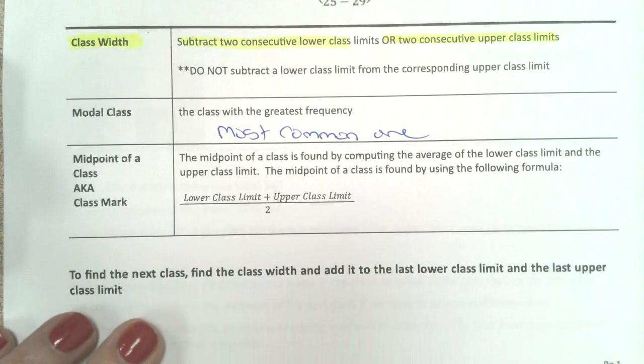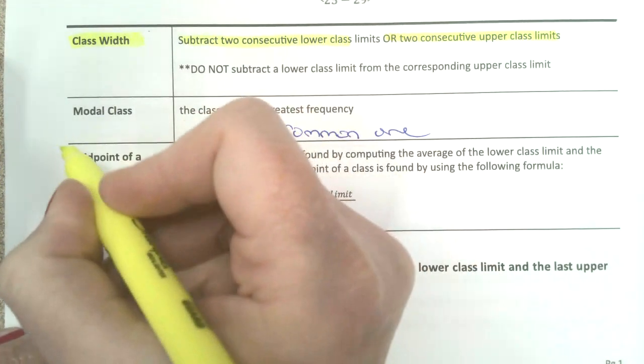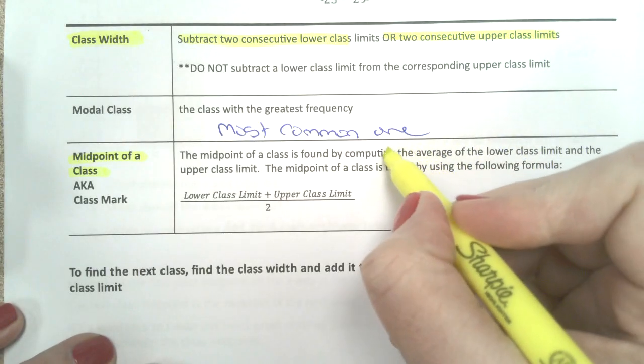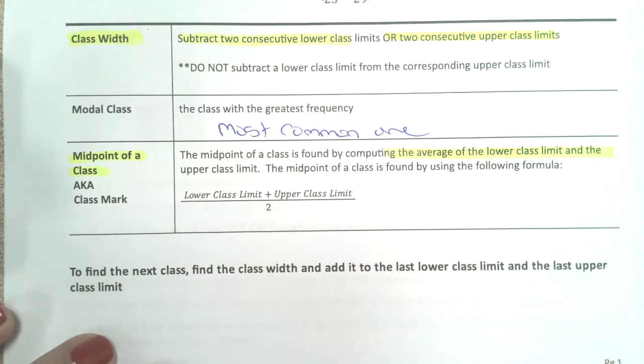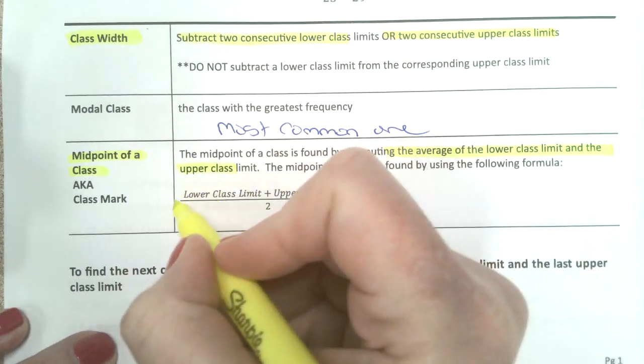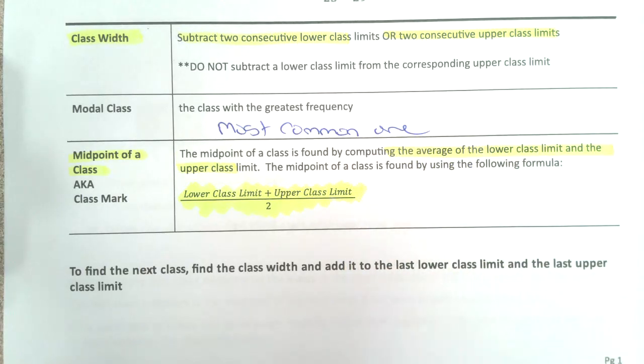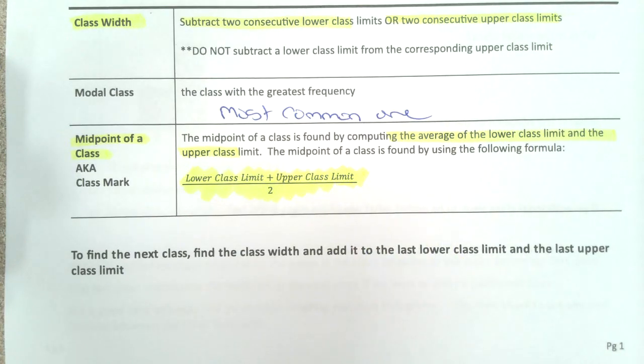And then for a lot of these, we are going to work with the midpoint. To find the midpoint of a class, we are computing the average of the lower and the upper class limit. So we're just going to take the lower plus the upper divided by 2. And we will have plenty of opportunity to practice that on the next one.